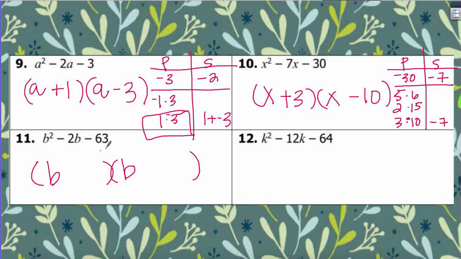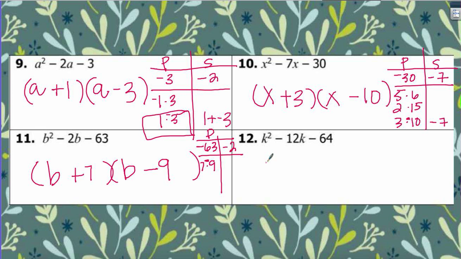Okay, so number 11, we've got b squared comes from b times b. I'm looking for a product that gives me -63 and a sum that gives me a -2. I'm thinking 7 times 9, and since 2 is negative, I know the 9 needs to be the negative, because 7 plus -9 is -2. So I need a +7 and a -9.